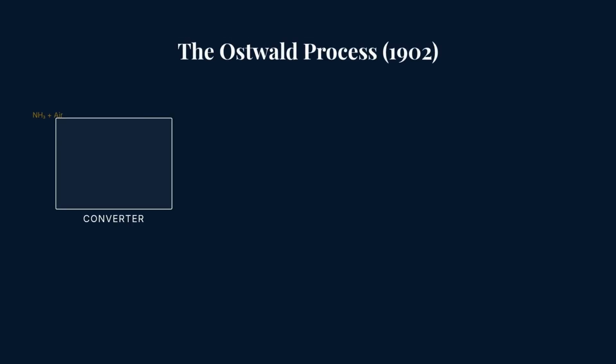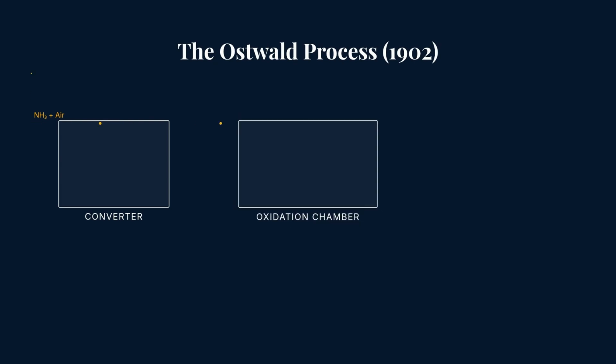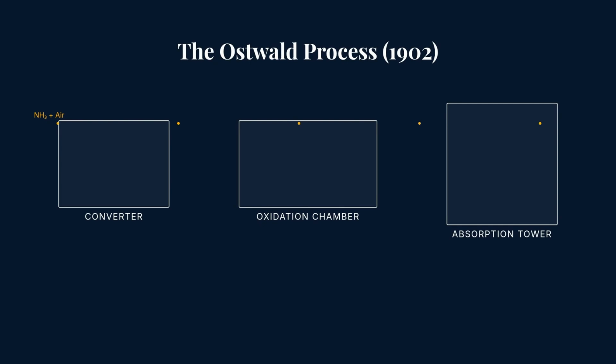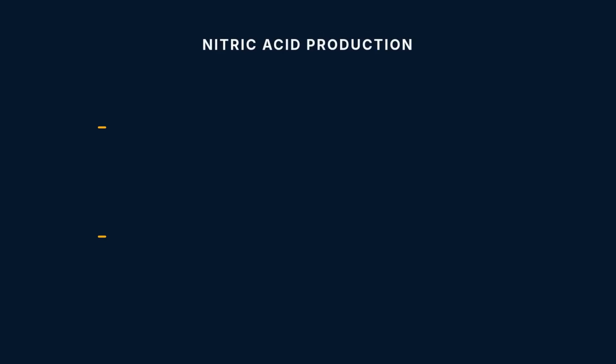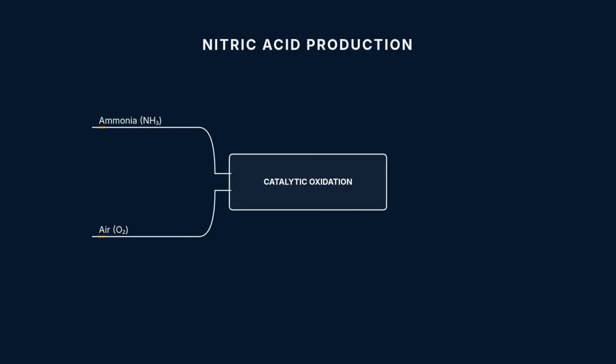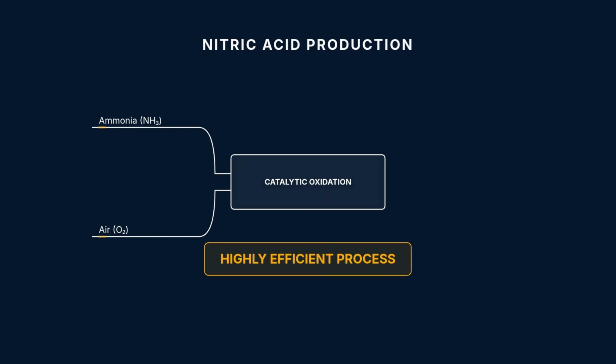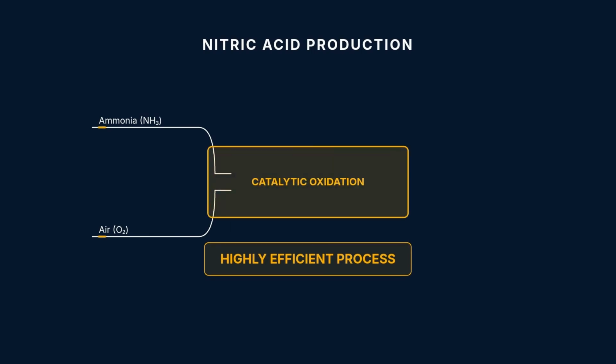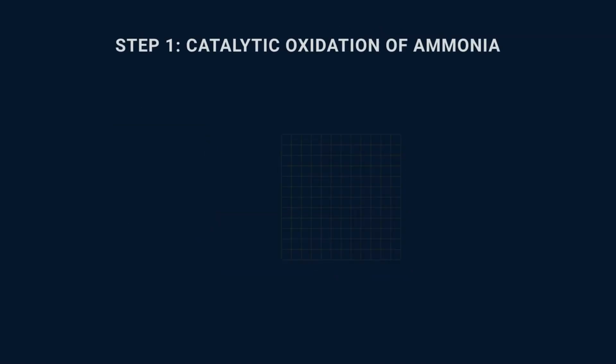Let's get into it. If you want to make a lot of nitric acid today, you use the Ostwald process. Developed by Wilhelm Ostwald in 1902, this method accounts for nearly all commercial nitric acid production. It's highly efficient and relies on the catalytic oxidation of ammonia. It happens in 3 main steps.